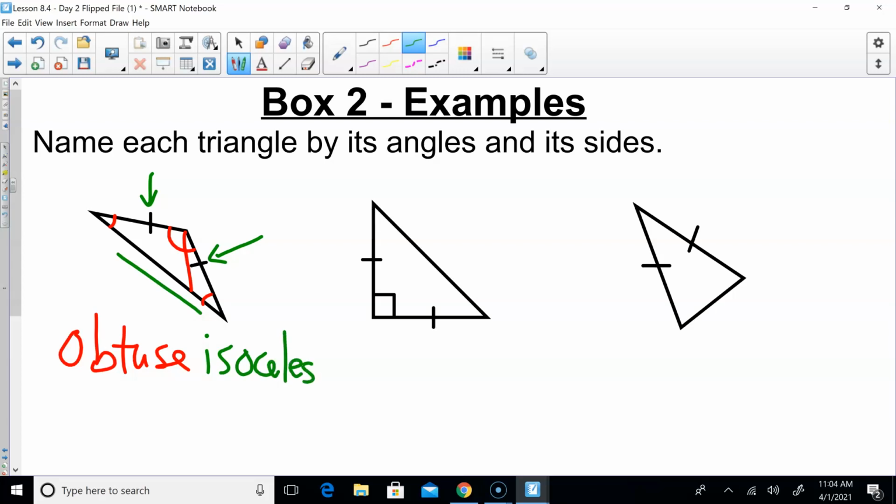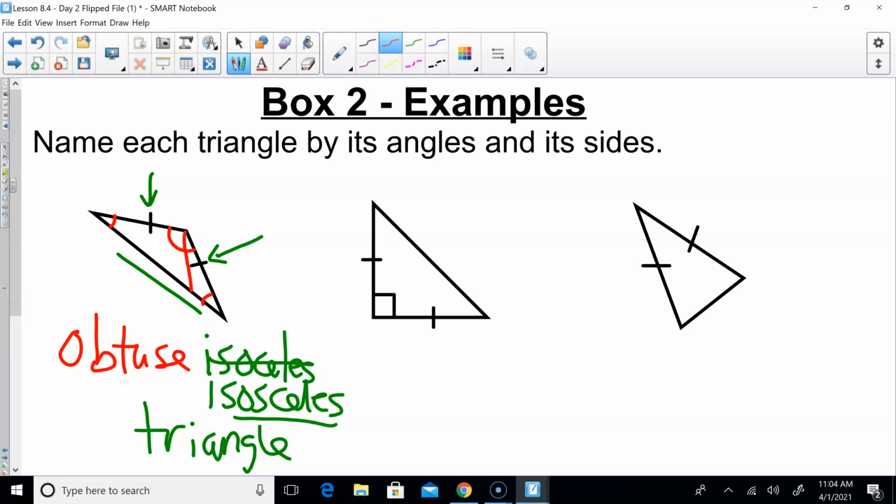I'm missing a letter in there, doesn't look right. Isosceles, that looks better. Isosceles triangle. So notice I've got the sides. I also have the angle to come up with the label for that triangle. If you want to, pause the video, see if you can do the next 2 on your own, and then we'll see if your answers match mine.